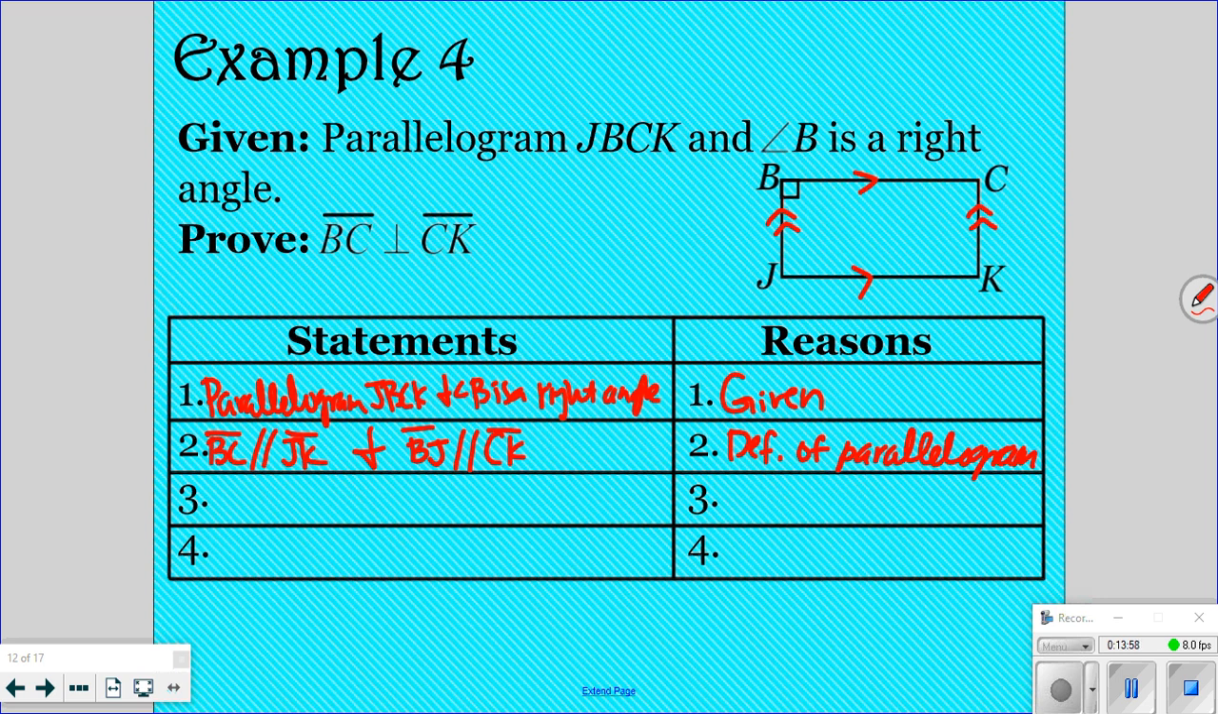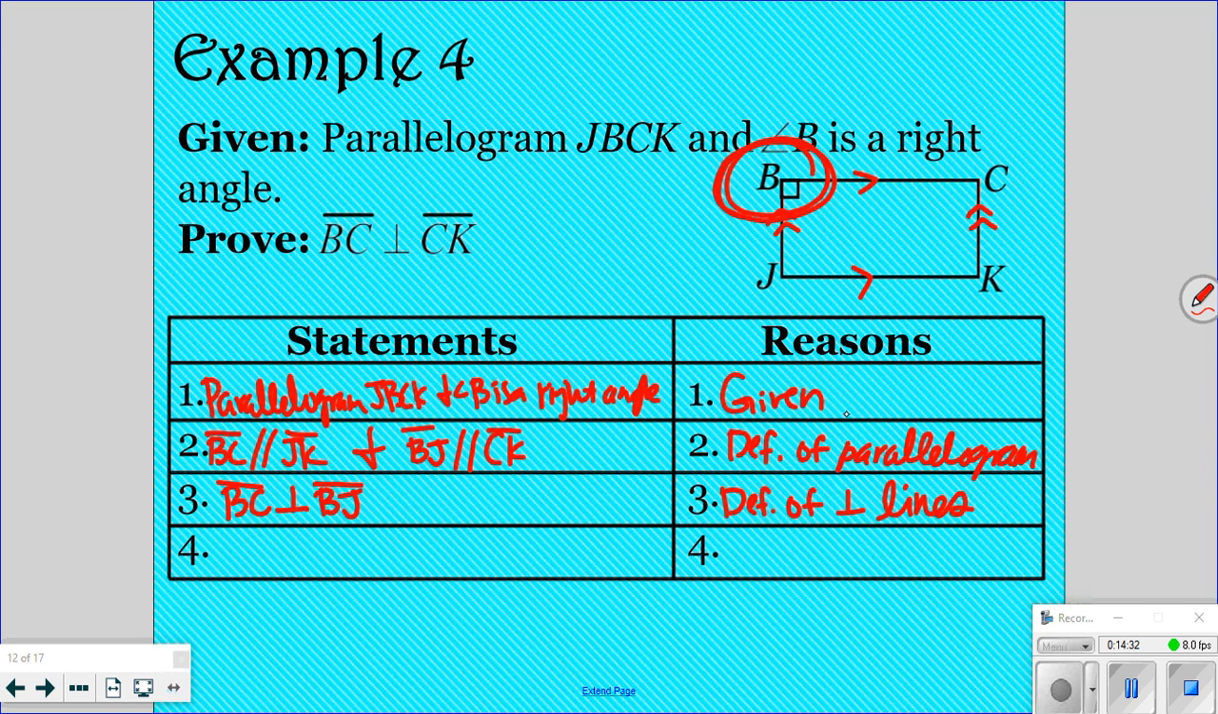From there, we know that BC has to be perpendicular to BJ. And how do we know that those are perpendicular to each other? Because they told us angle B is a right angle. So that comes from the definition of perpendicular lines.